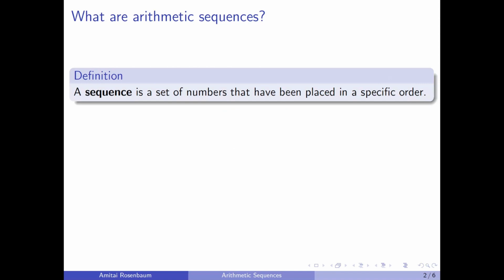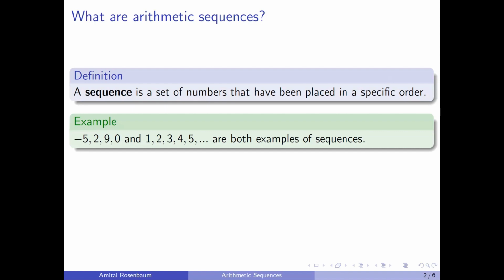Well, first of all, what's a sequence? A sequence is simply a set of numbers that we've put into some order. So for example, -5, 2, 9, 0, they're just numbers that have been put in some order. In this case we've just got 4, so that's called a finite sequence. Or we could have an infinite sequence, for example, 1, 2, 3, 4, 5, and so on ad infinitum. Okay, so these are both just sequences.